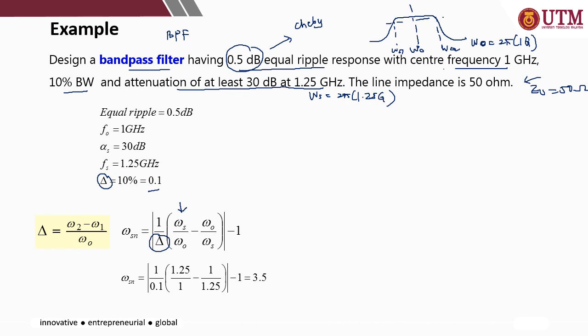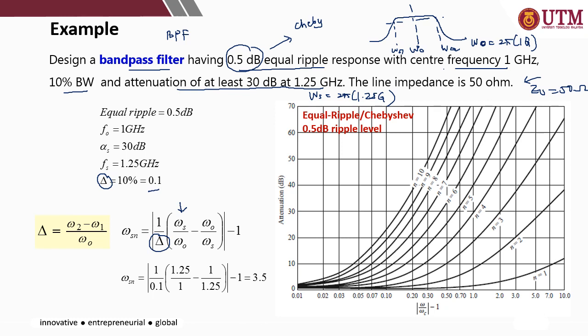Once you have the omega Sn, you can refer to the equal ripple Chebyshev 0.5 dB attenuation graph. Here is your omega Sn on the x-axis equal to 3.5, and then you get the N value from the graph. The attenuation is 30 dB, and 3.5 is somewhere in the middle between 3 and 4. This is the cross section. Get the higher N number, so in this case N equals 3.